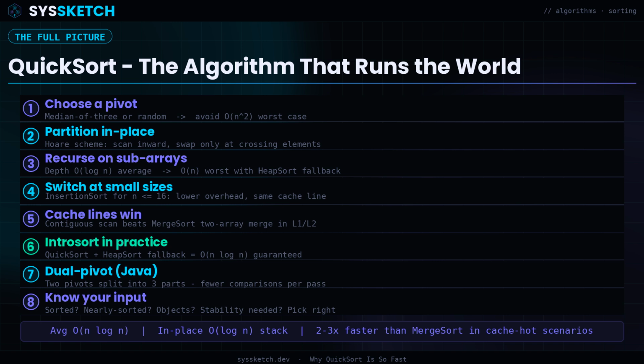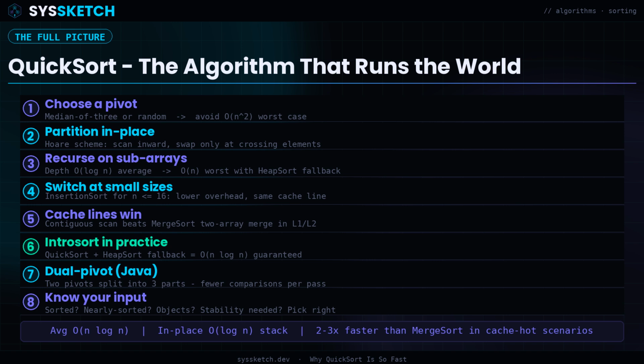And dual pivot QuickSort squeezes out additional comparison savings on uniform data. The algorithm you call when you write std::sort in C++ or Arrays.sort in Java is a carefully engineered version of this 60-year-old idea that combines all of these improvements. Understanding why QuickSort wins is understanding why cache-friendly algorithms win, and that principle applies far beyond sorting.